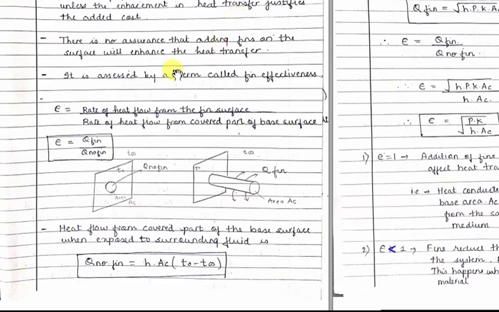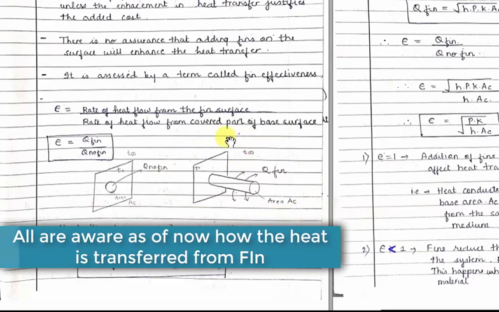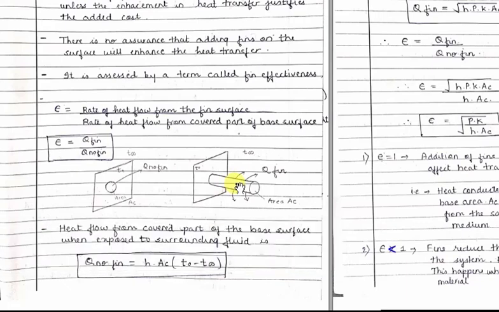Okay, so effectiveness is Q fin divided by Q no fin. You can see the second diagram here. The base plate is there. To the base plate we have attached a fin, right? This is a circular fin. The base is at a temperature of T0 and the surrounding is at a temperature of T infinity. All of you are aware of this case. We have seen how the heat transfers from the fin, in the introductory part and also in the derivation. So heat transfer from the fin, I think everybody is very much aware now.